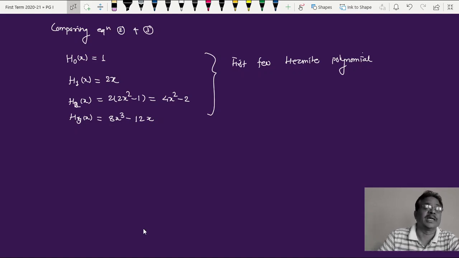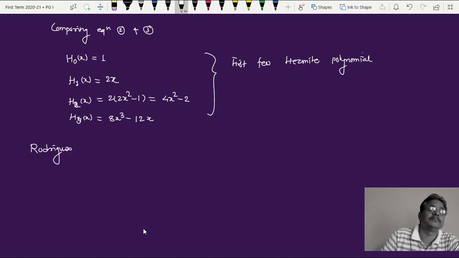Now the second method, Rodrigues formula. Rodrigues formula for this.